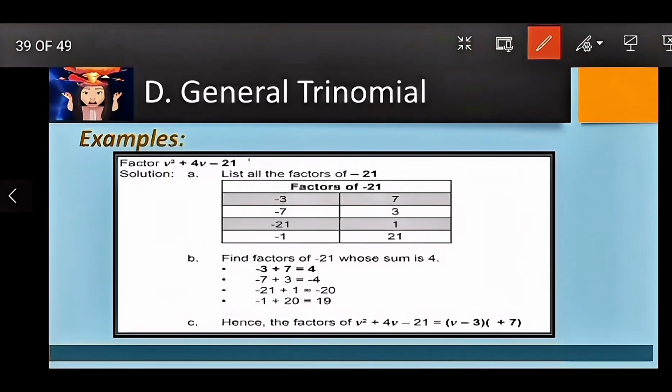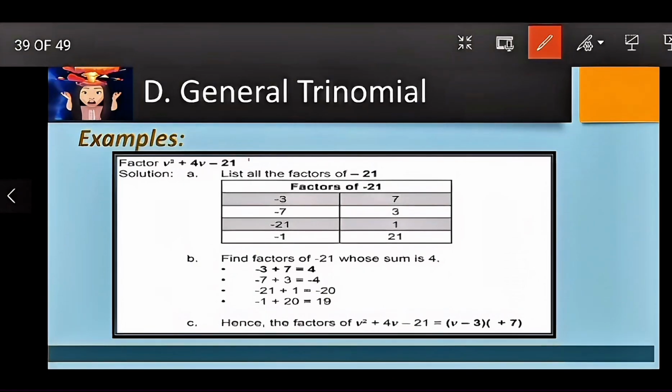Example, let's factor v squared plus 4v minus 21. So first step, we need to find all the factors for negative 21, or the last term. So we have negative 3 and 7, negative 7 and 3, negative 21 and 1, negative 1 and 21. And our second step, let's find a factor of negative 21 here, which sum is 4.